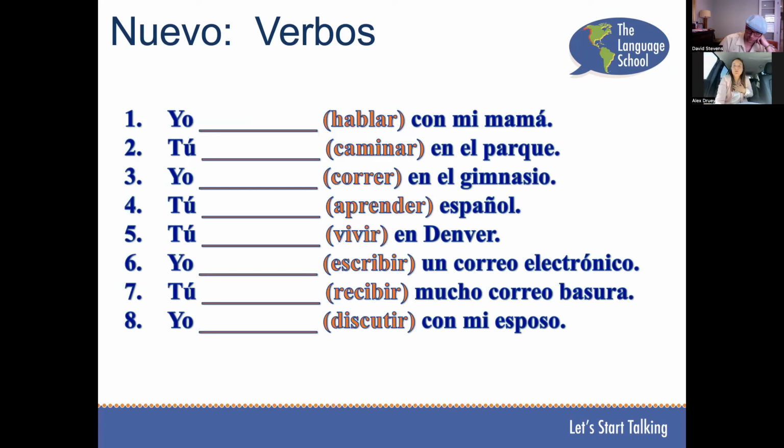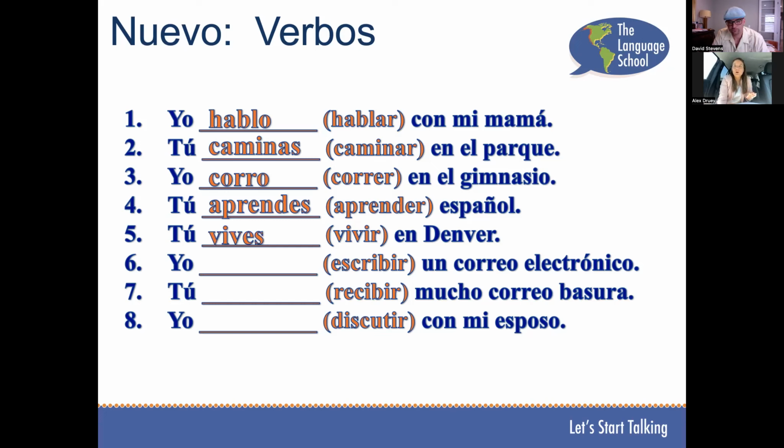Okay, número 1. Yo hablo con mi mamá. Tú caminas en el parque. Caminas. Tú caminas en el parque. Parque. Yo corro en el gimnasio. Gimnasio. Yo corro en el gimnasio. Tú aprendes español. Tú vives en Denver.